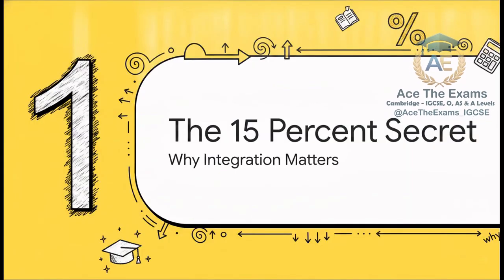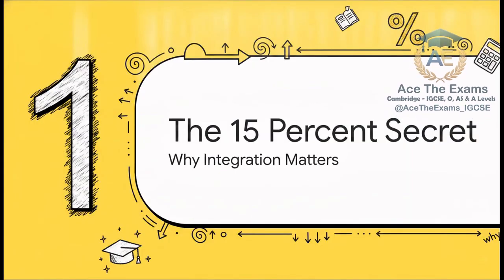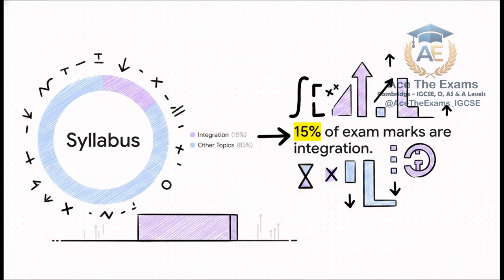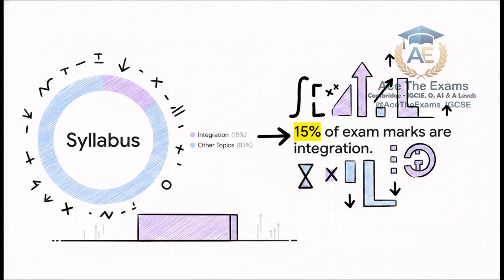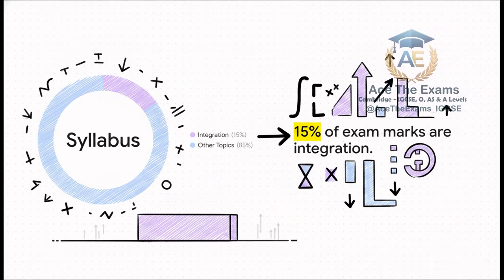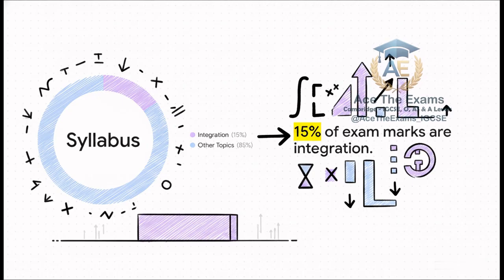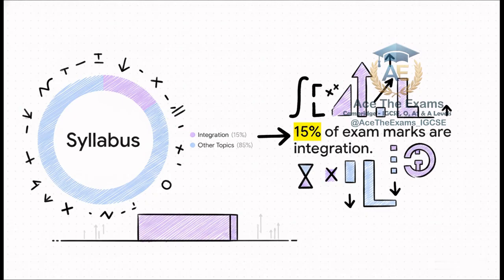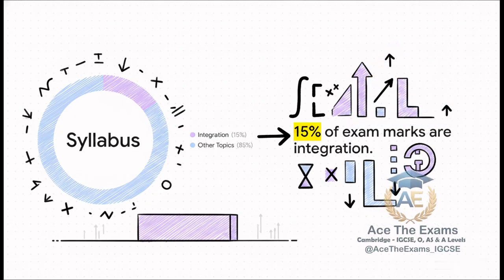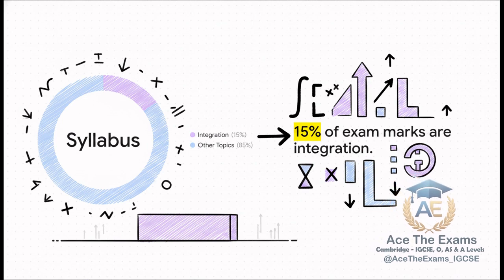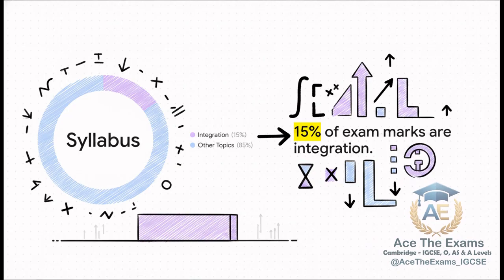Let's kick things off with Section 1, the 15% secret. This is absolutely crucial. Before we even touch the how of integration, we desperately need to talk about the why. Why are we hyper-focusing on this? Well, what's incredibly interesting, and honestly kind of shocking for a lot of students, is the sheer weight of this single topic. Integration, as the reverse process of differentiation, doesn't just represent a handful of stray marks you can afford to lose. No. It accounts for approximately 15% of the total marks in your additional mathematics examination.